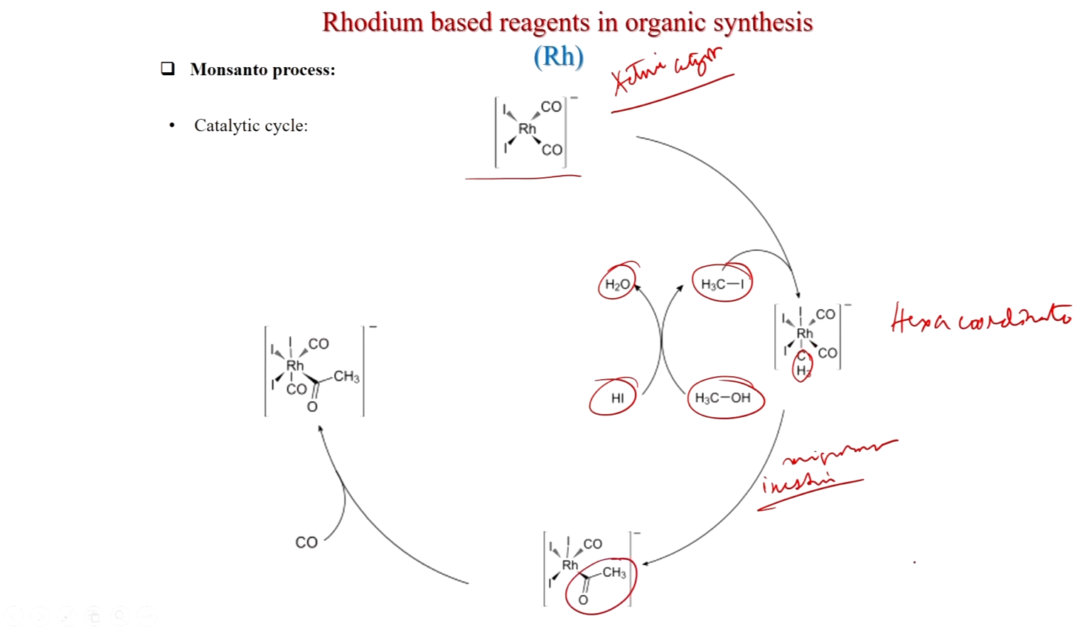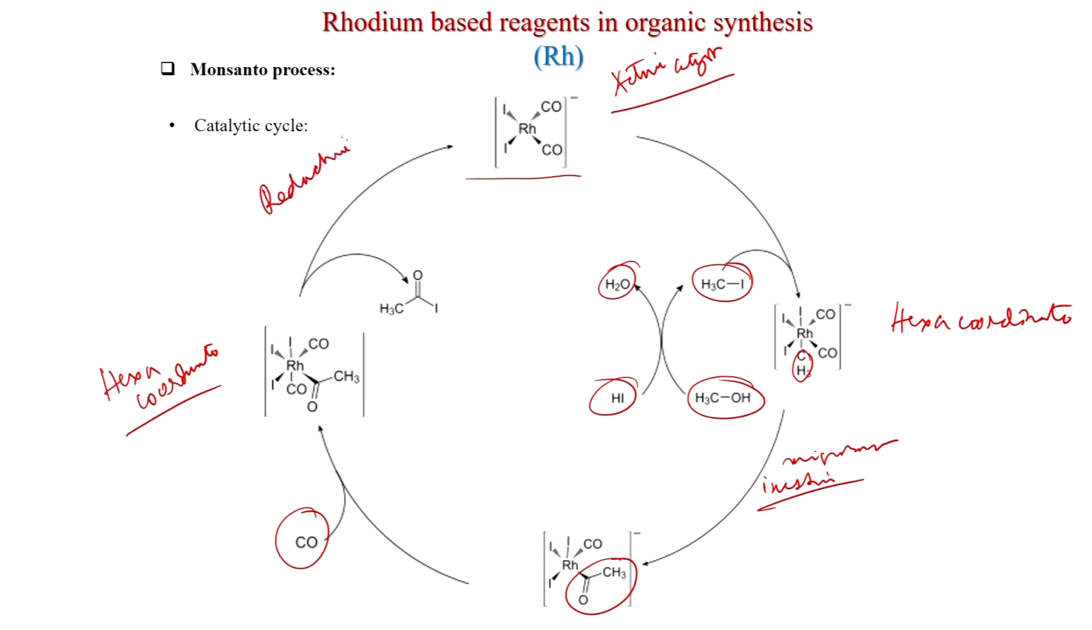Now, again another carbon monoxide will come. So, again it will be hexacoordinate. So, this will be again hexacoordinate after additional carbon monoxide, and now reductive elimination will give this acetyl iodide, with one iodide, and this acetyl group will generate acetyl iodide, and this catalyst is regenerated.